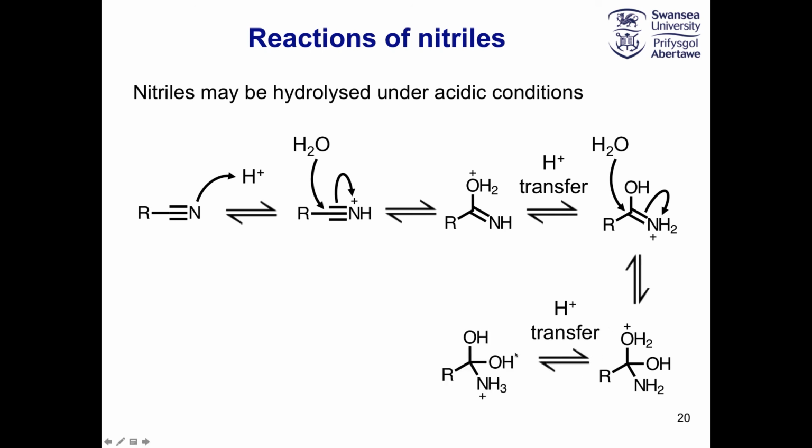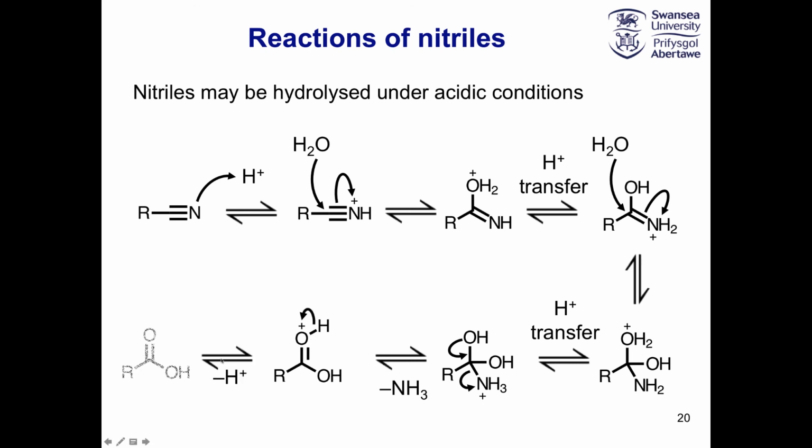Another proton transfer now sets this nitrogen up to leave, and the electrons flow down from this oxygen to boot out ammonia and generate this species, which you've seen several times over the course of this video. Draw it out differently, deprotonate it, and you have your carboxylic acid.